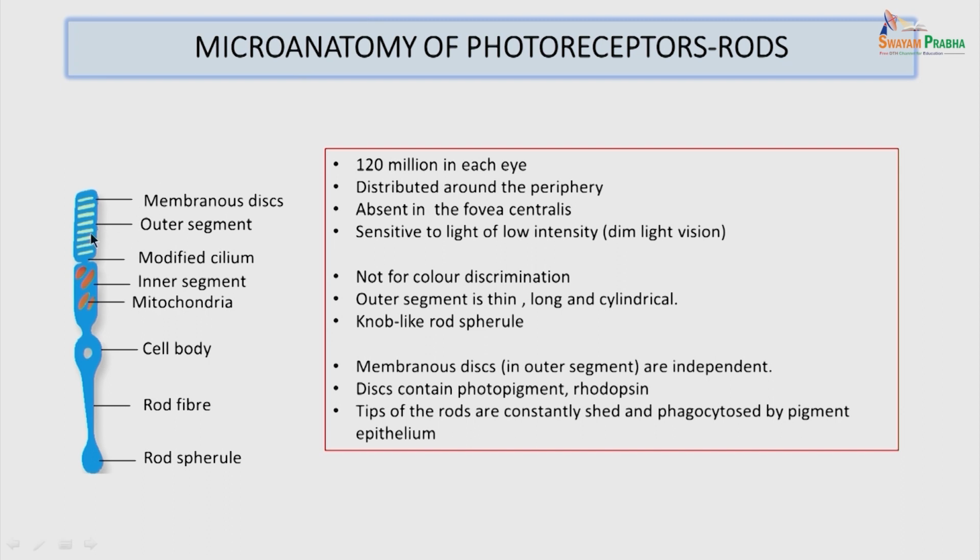You can see the outer segment here, which is thin, long and cylindrical. And in the opposite end, you can see the rod spherule, which is knob-like. You can see the membranous disc, which is present in the outer segment here. There are many, and these will contain photopigment called as rhodopsin. Tips of the rods are constantly shed and phagocytosed by the pigment epithelium.